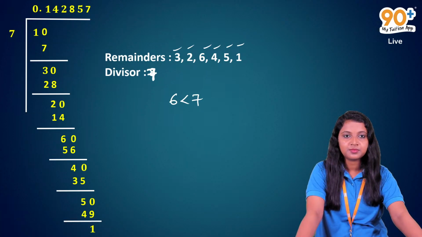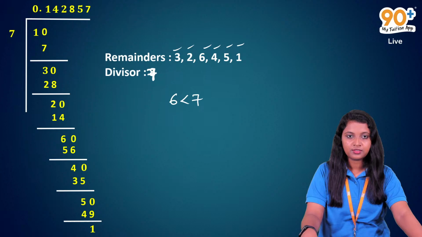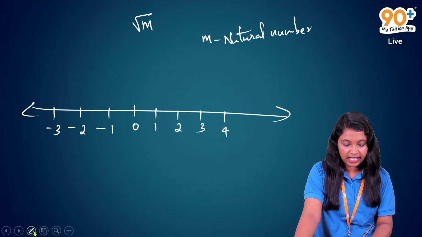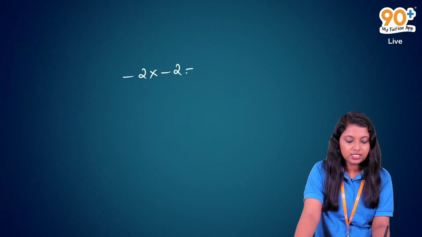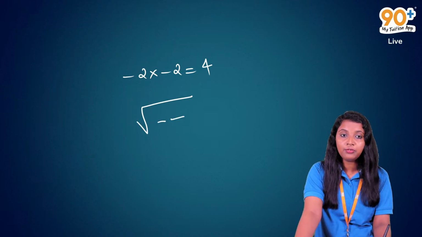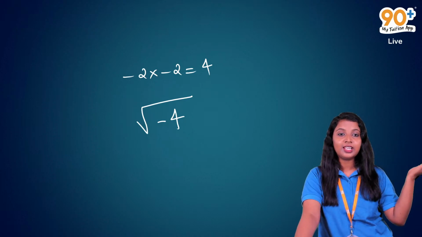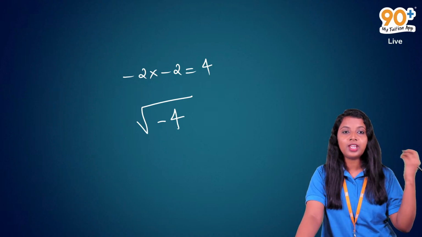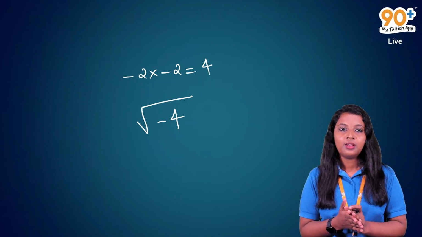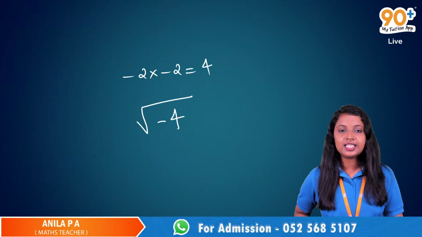Ma'am, you told root n can also be negative. It can't be negative, right? Because even if it is minus into minus, it will always be plus, right? See, if it is negative 2 into negative 2, that is positive 4. But root of negative numbers, root of negative 4, it exists, but you don't have to study about that. It goes to imaginary numbers. Root of negative 1 is i. Please don't mess up with that. Root of negative numbers exist, but you don't have to study about them. That's it.